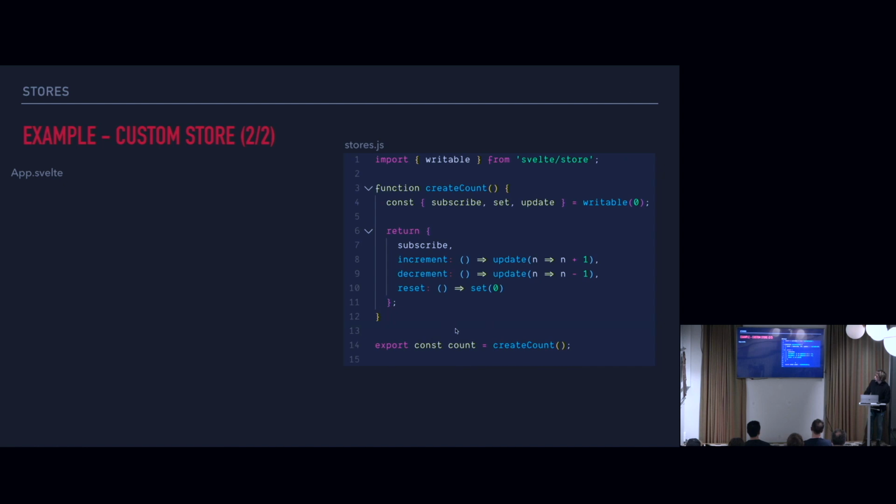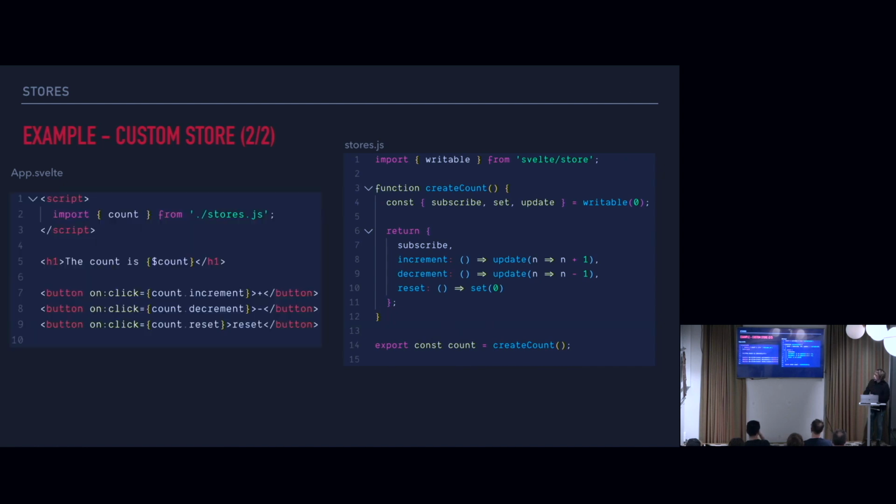So when we're actually using those in the application, we can just call the methods and it will update the store accordingly, like you would expect. So we're calling the increment in one of the buttons, and decrement or the reset.